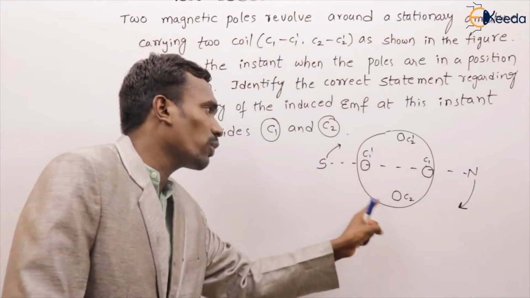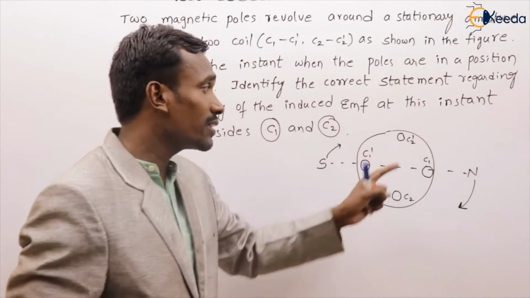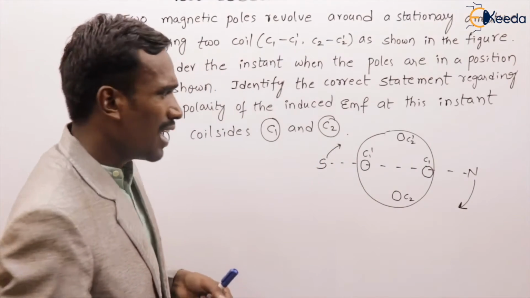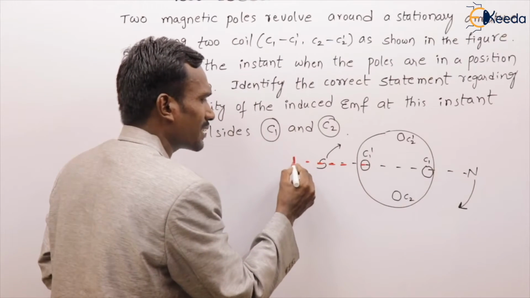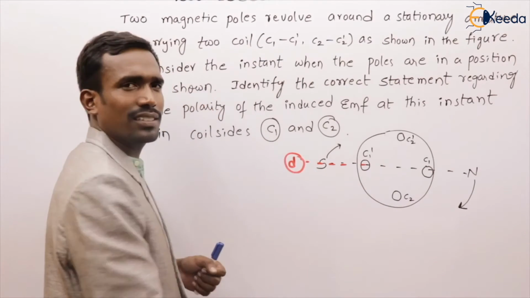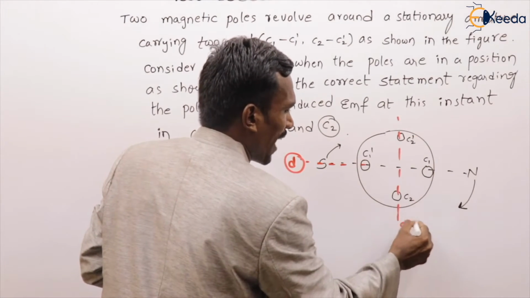We have to find out the polarity of induced EMF in these four conductors. Actually, this is the axis which is called the polar axis or D axis. This is the axis which is called the Q axis.